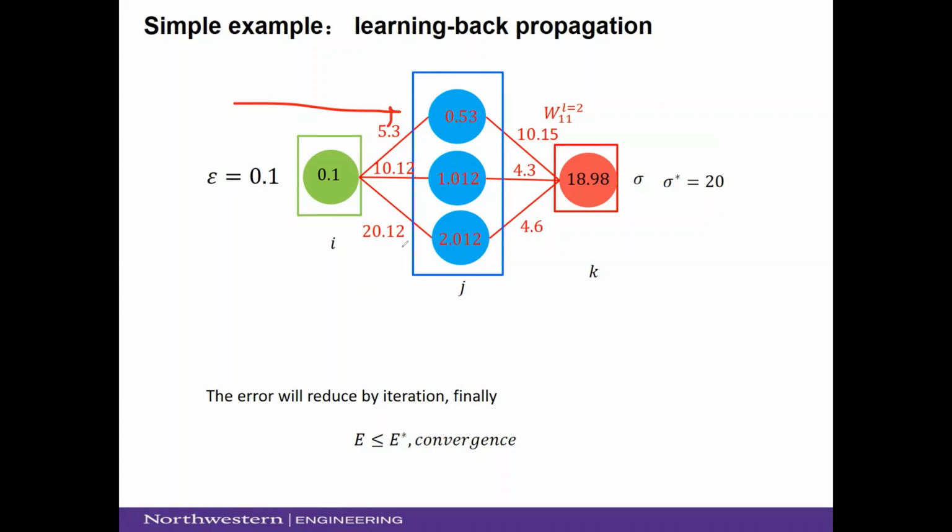If we do 10 or 20 iterations, the value of the output will become 20. So my neural network will easily predict the stress strain output accurately. So this is how the backpropagation algorithm works.